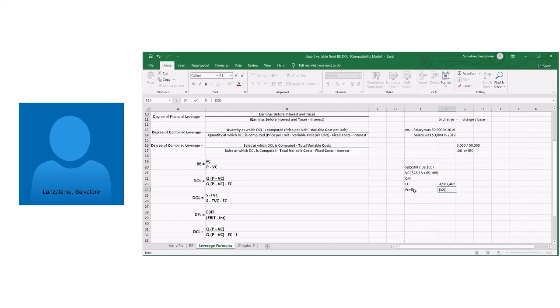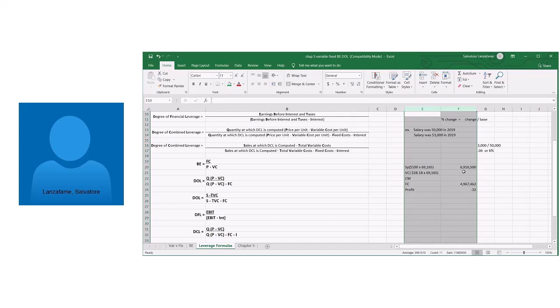Okay, so let me just do the math here. 100 times 69,165. That's going to give us 6,916,500. So basically, these answers are slightly off due to rounding, for lack of a better way of saying it.